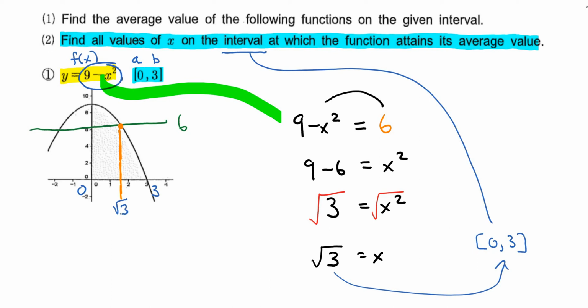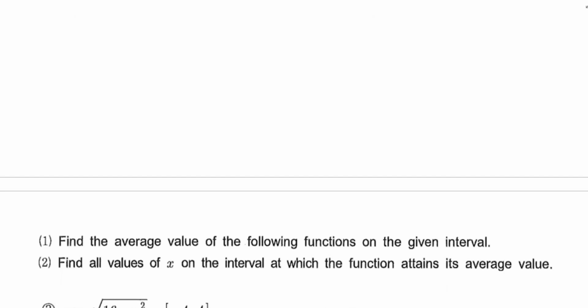So when x is root 3, then the function has an average height of 6. And that's all it is for that particular question. The rest of the questions in this section are very similar. You find the average value, and then you find the x values where the function actually has its average value. Okay, so let's move on to the next one here.